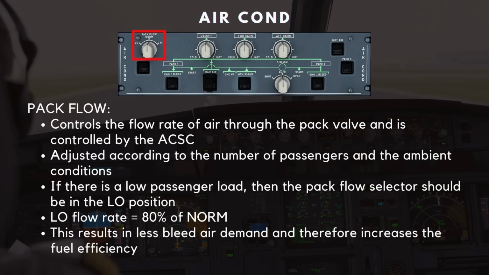The pack flow selector controls the flow rate of air through the pack valve and is controlled by the ACSC. It is adjusted according to the number of passengers and the ambient conditions. If there is a low passenger load, then the pack flow selector should be in the low position. The exact passenger number is airline and aircraft variant dependent, so consult your FCOM for this particular number. When in the low position, the flow rate is 80% of the normal flow rate. This results in less bleed air demand and therefore increases the fuel efficiency.